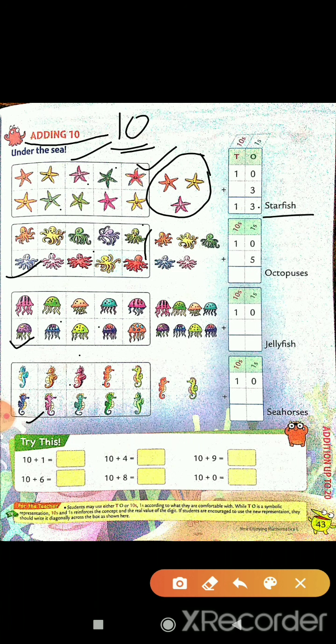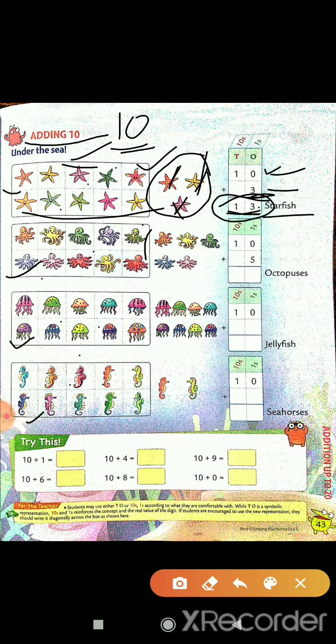Now let us start with the first one. First 10 starfish were there, so 10 is written. Then 1, 2 and 3 starfish, so here 3. Then what is the total number of starfish here? So these are 10. What comes after 10? 11, 12 and 13. So what is written here? 13. So 10 plus 3 gives us 13. Got it, students?